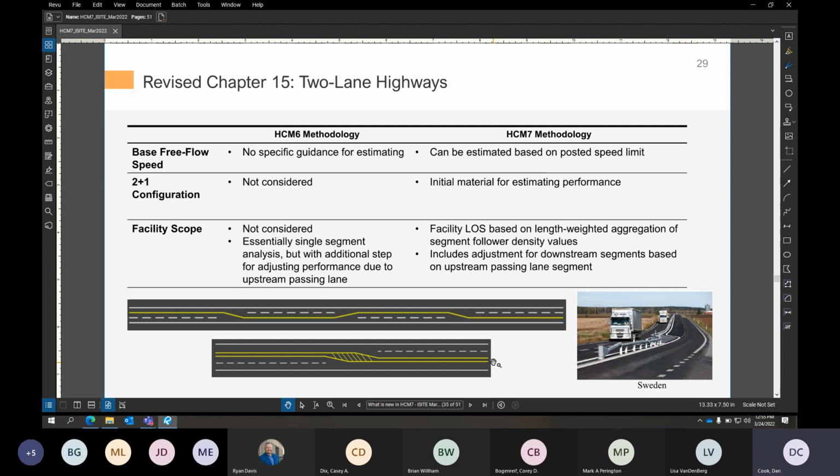And then I think the last thing here is facility level of service. There's some material included if you're looking at a longer stretch of two-lane highway as a facility. However, there's an ongoing NCHRP project right now that is developing a methodology for actually performing a facility analysis on rural two-lane highways. That would basically bring all the intersections and different segments of two-lane highway into one holistic analysis.